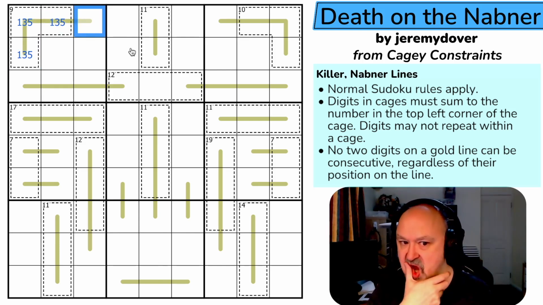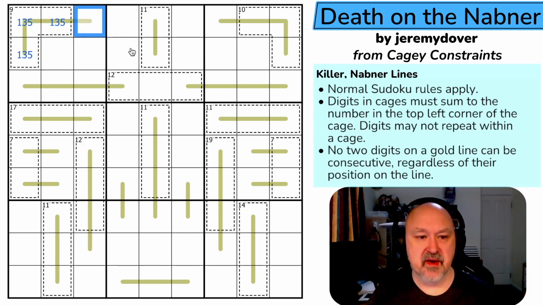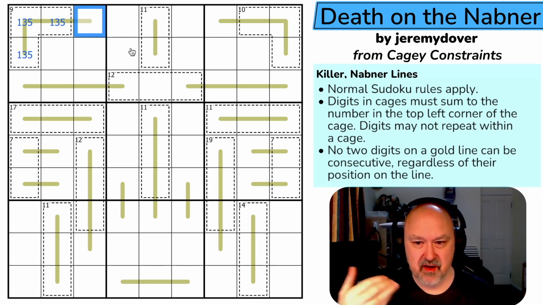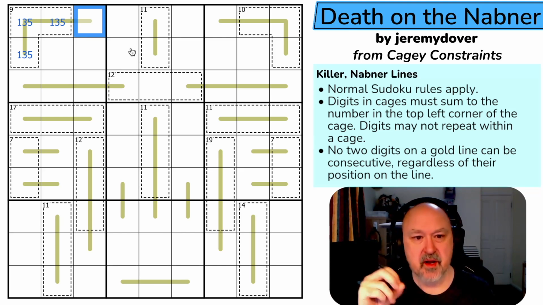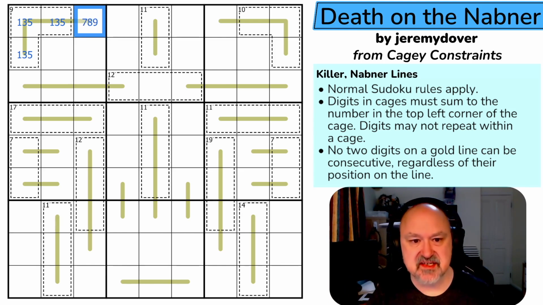Now this can't be consecutive with 1, 3, 5, or 1, 3, 5, because digits couldn't repeat on Nabner lines anyway. But in this puzzle, it's not relevant because all the lines see each other. So this can't be 1, 2, 3, 4, 5, or 6. So this is 7, 8, 9.